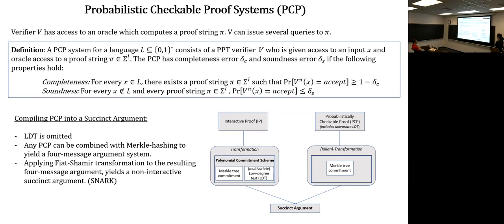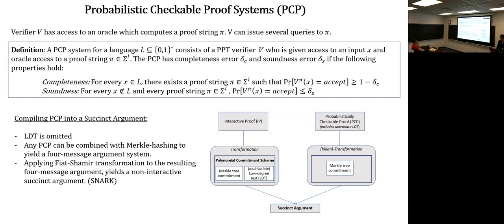So basically, in the transformation from an interactive proof system, we used the polynomial commitment scheme, which made use of a Merkle tree commitment and a low degree test. Then by applying the Fiat-Shamir transform, we obtain a succinct non-interactive argument system. Here we are using another transformation technique, the so-called Kilian transformation, and it only uses a Merkle tree commitment scheme. In the end, we can again apply the Fiat-Shamir transformation to obtain a non-interactive succinct argument system.